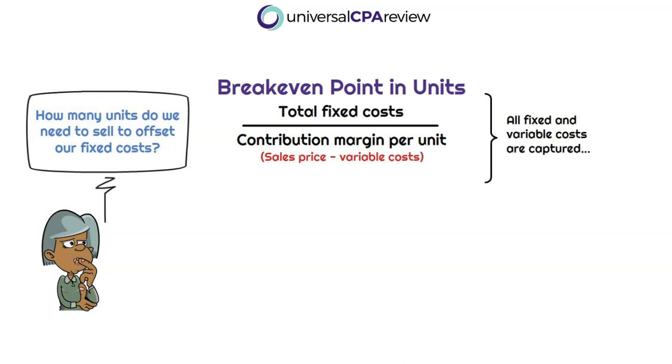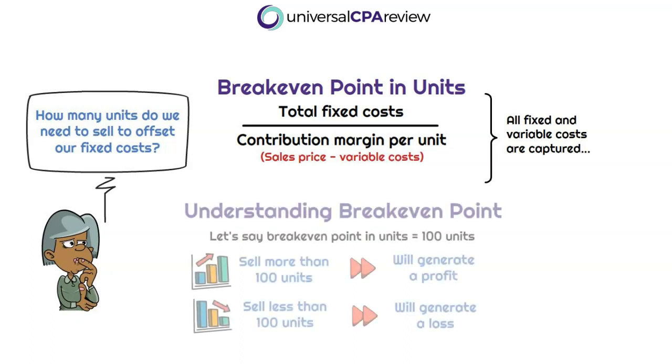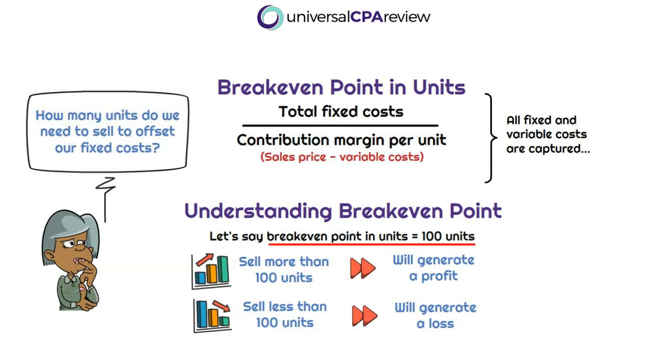So now we can understand how many units the company needs to sell to break even, meaning they offset all of their fixed costs. And why would a company want to understand their break-even point? Well, it helps them understand if they're going to generate a profit or generate a loss based on certain volume, right? So we have a company, let's say, that has a break-even point of 100 units. And then if they sell more than 100 units, that means that they'll generate a profit. If they sell less than 100 units, they will generate a loss.